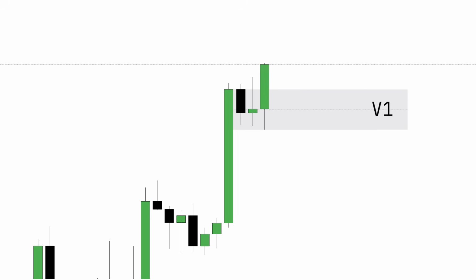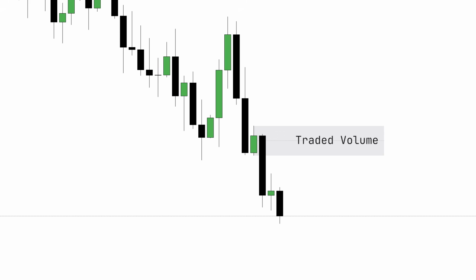But what distinguishes an order block from traded volume in this type of movement? As we know, an order block needs to rebalance a fair value gap or perform a liquidity raid. In this example, before the price moved up, it rebalanced the fair value gap. This is an example of traded volume where a zone similar to an order block formed, but it did not perform a liquidity raid or rebalance the FVG.